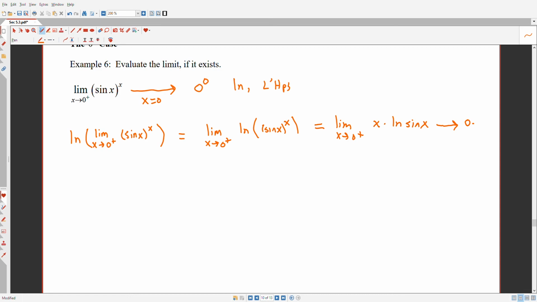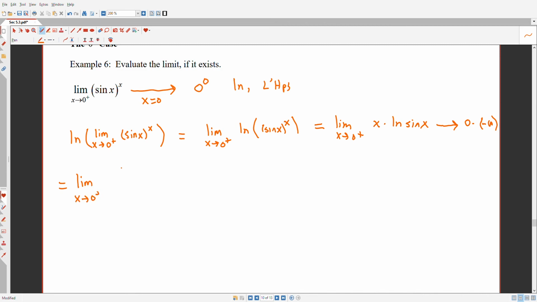What's the natural log of 0? That's negative infinity. And so if I rewrite this, I have 0 times an infinity. That tells me I'm going to be able to use L'Hopital's, but I just need to rewrite it a little bit. So I'll get the limit as x goes to 0 from the right.